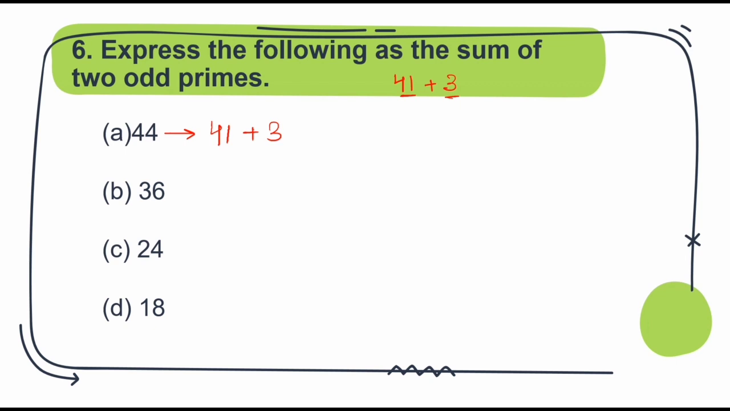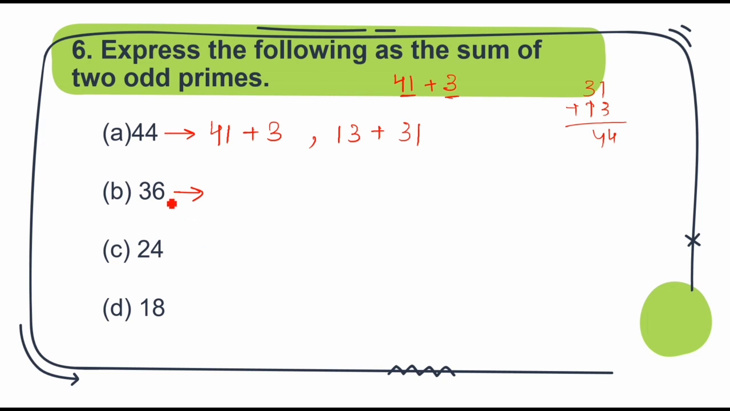There are so many. If I say 31 and 13, again both of them are odd numbers and both of them are prime numbers. So another pair will be 13 and 31. Again, one more pair. Now for the B part it is 36.